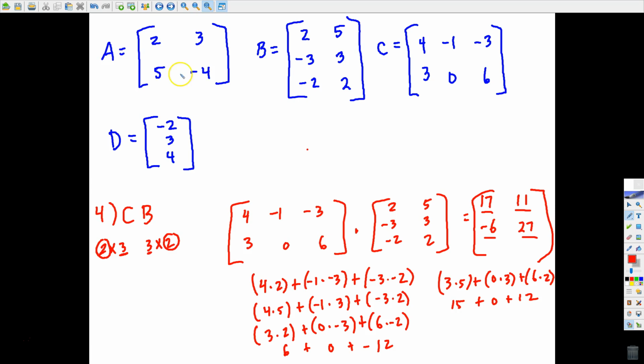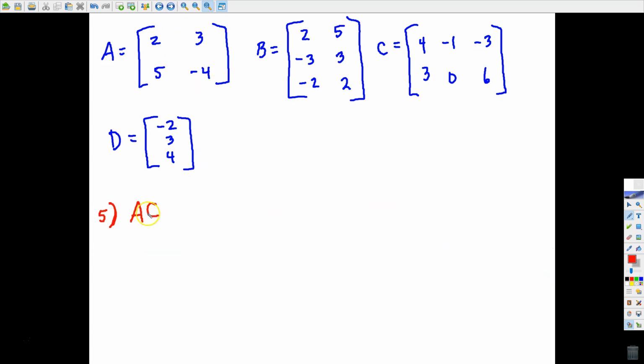Okay, let's move on to number 5. Once again, we're multiplying two matrices together. So let's state the dimensions. A is a 2 by 2. C is a 2-row, 3-column. The inside numbers match, and so the outside numbers tell us that when we finish multiplying, we're going to have a 2 by 3 product matrix. So you might want to go ahead and just do blanks representing a 2-row, 3-column.